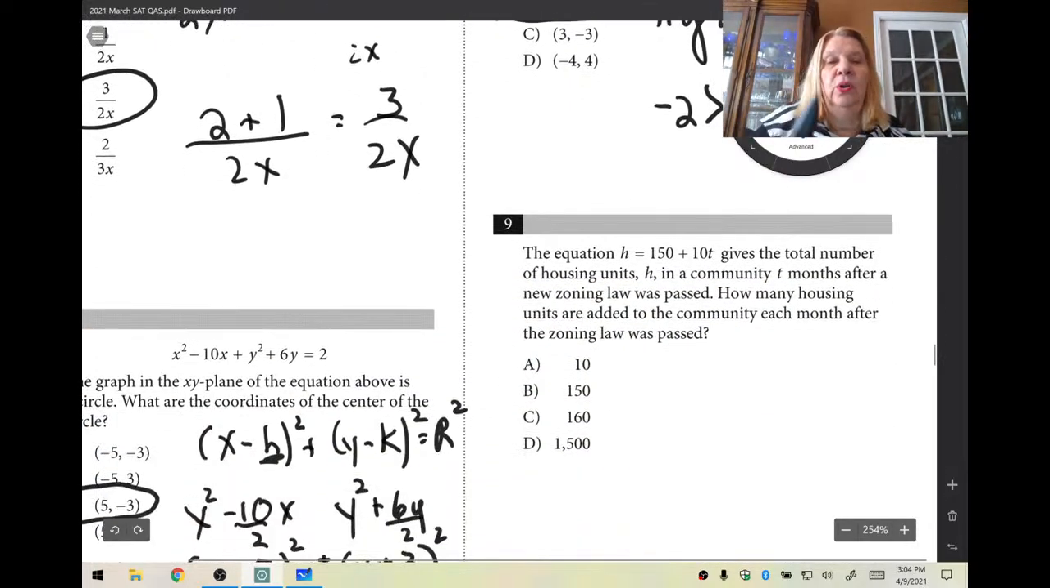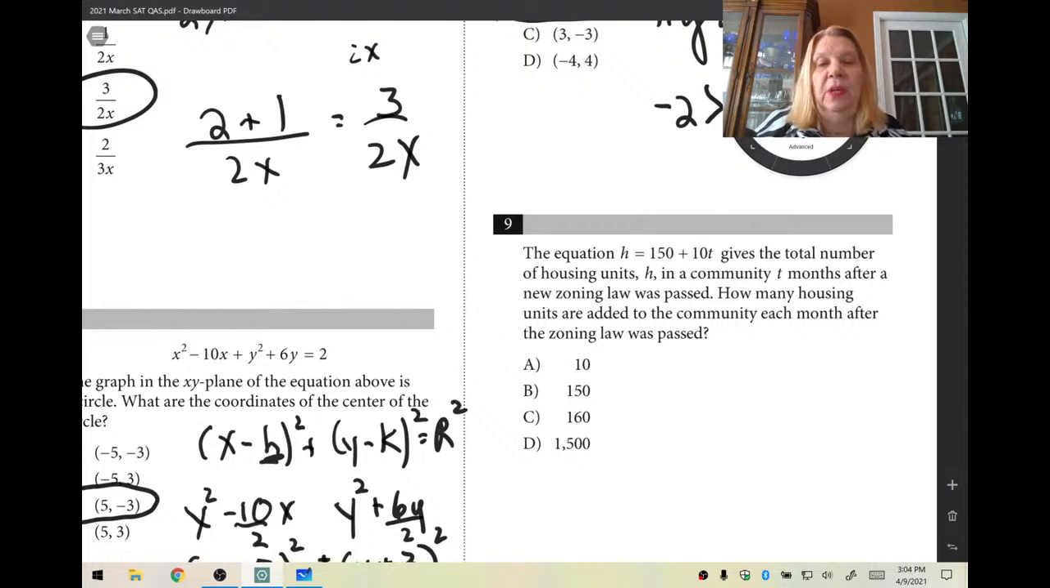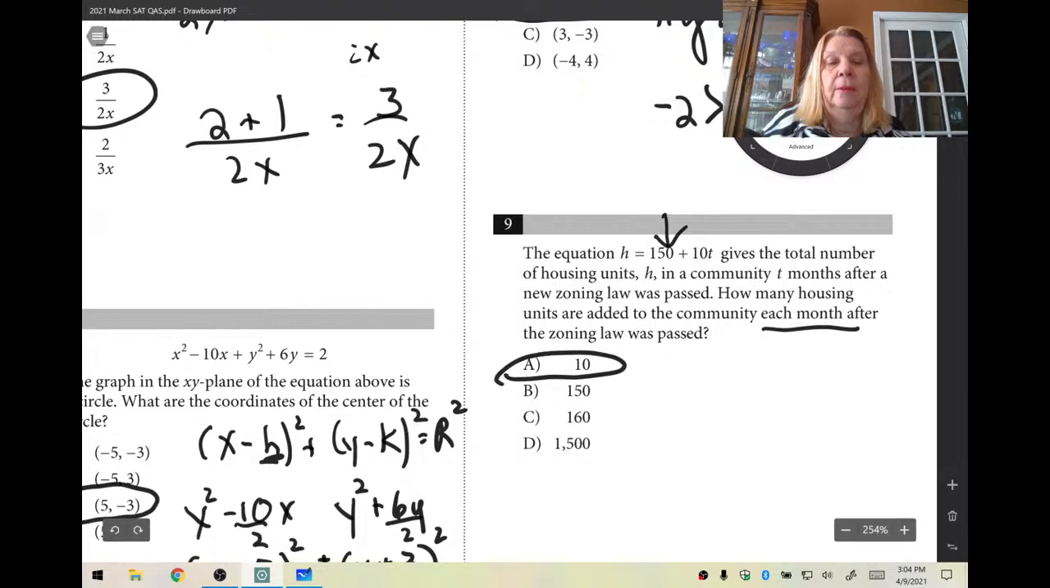Number 9, more slope stuff. The equation H equals 150 plus 10T gives the total number of housing units in a community T months after a new zoning law was passed. So we start with 150 housing units, and then it's 10 per month. So each month would be answer choice A.